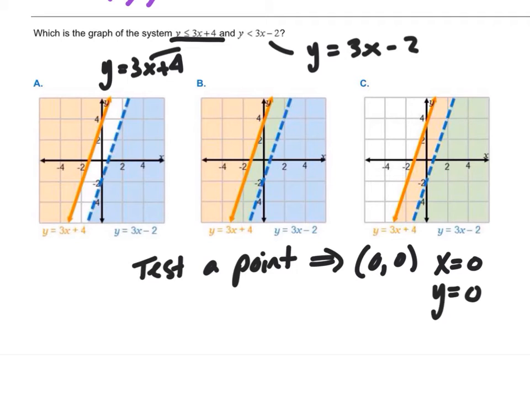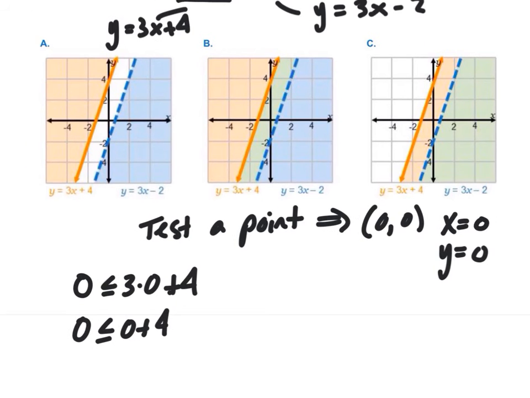So I'm going to do 0 is less than or equal to 3 times 0 plus 4. If I evaluate this, I get 0 is less than or equal to 0 plus 4, which just gives me 0 is less than or equal to 4. And what I know is that 4 is larger than 0, so this is true. So what we would do is shade below this line.